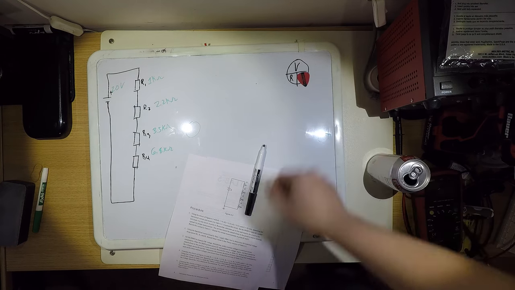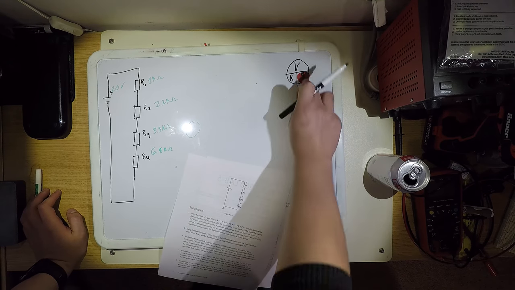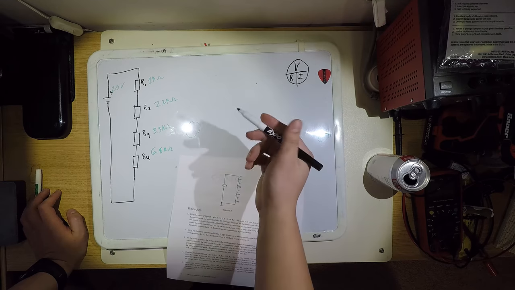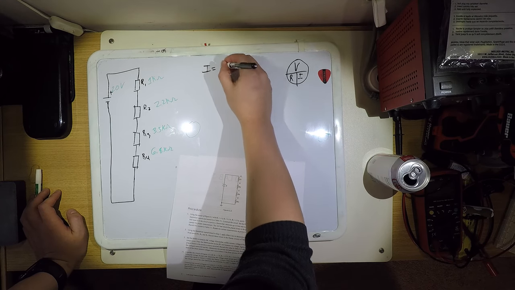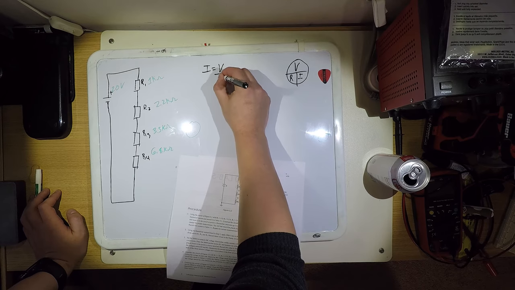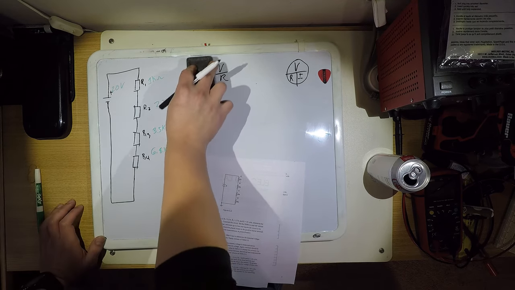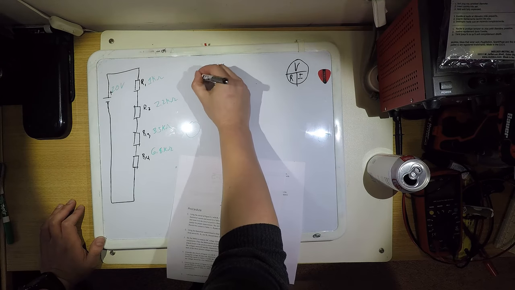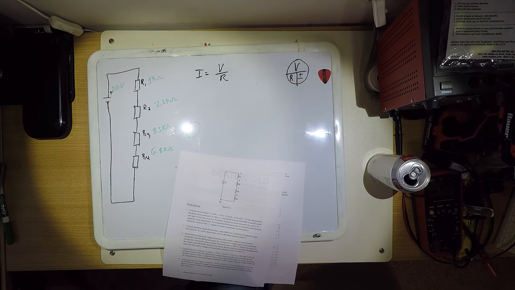That should do. Our current is equal to V over R. With our current established, we have I is equal to V over R. I should write that better. I is equal to V over R. That's going to be important. But what is R in this case?